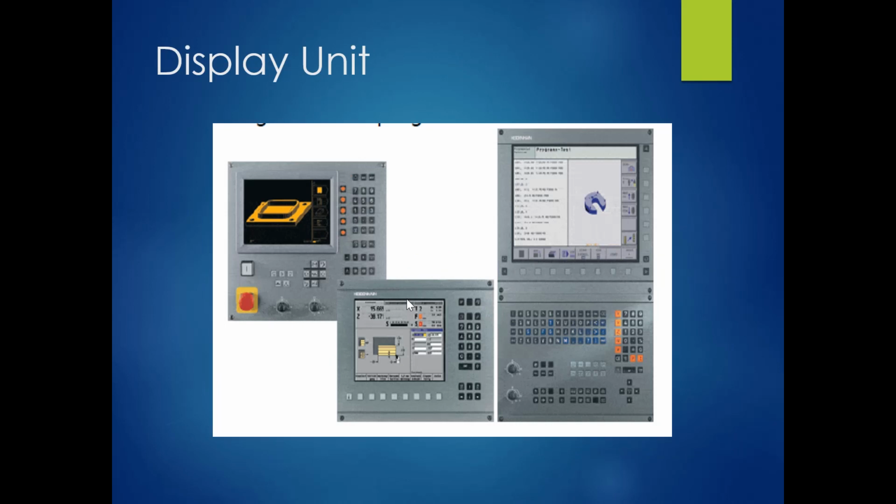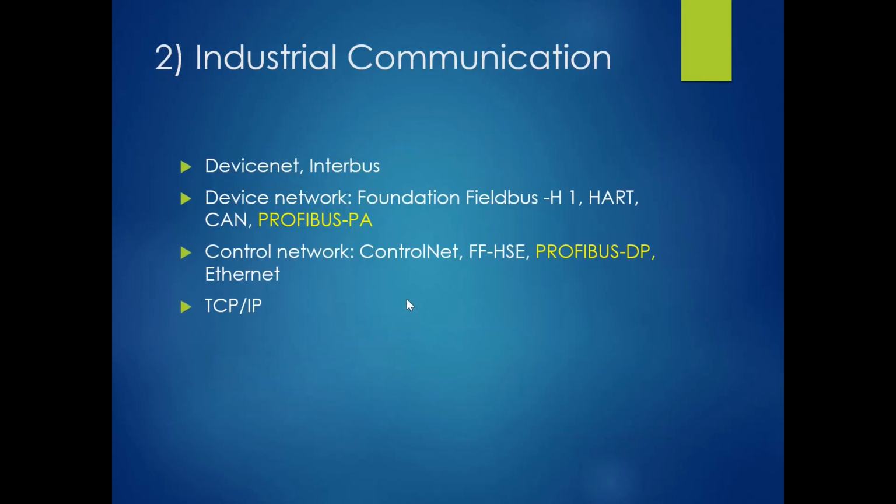So here, all the information, all the parameters about the product or the machine tool parameters, will be displayed on the display unit. So the elements of CNC system we have seen, right from the input device to the display unit. So this is all about the CNC, introduction to the CNC.